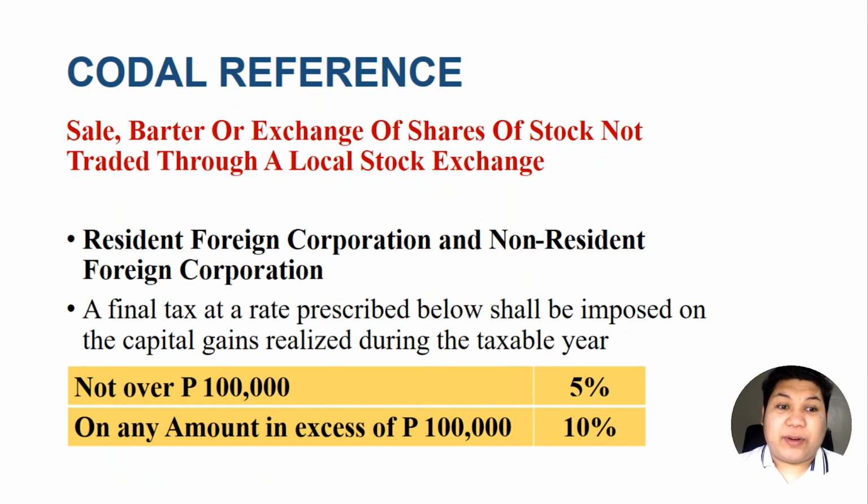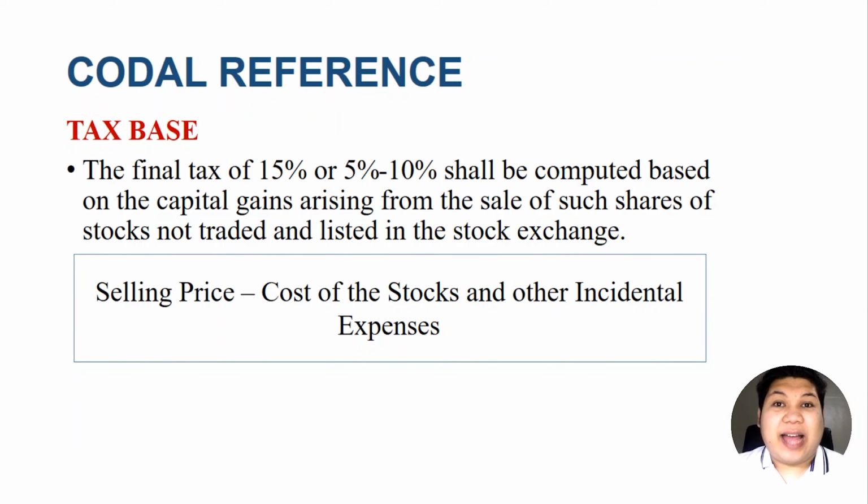Whereas for resident foreign corporations and non-resident foreign corporations, the final tax is 5% if the capital gain is not over 100,000, and 10% for any excess of the capital gains over the 100,000. We will have an illustration for this. Again, 15% is applicable for all individual taxpayers and domestic corporations. Individual taxpayers are resident citizens, non-resident citizens, resident aliens, and so on. The 5 or 10% is applicable only to foreign corporations, whether resident foreign or non-resident foreign.